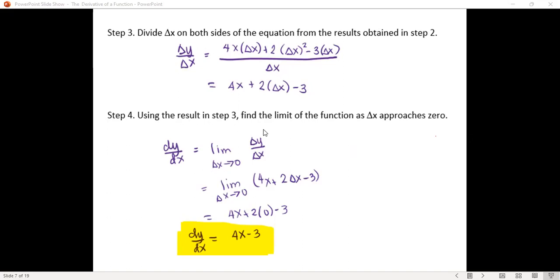Now using the result in step 3, we take the limit as delta x approaches 0. And that is actually our derivative already. So dy over dx equals the limit of 4x plus 2 delta x minus 3 as delta x approaches 0. And we will find the derivative to be 4x minus 3. Okay? Any questions, guys?